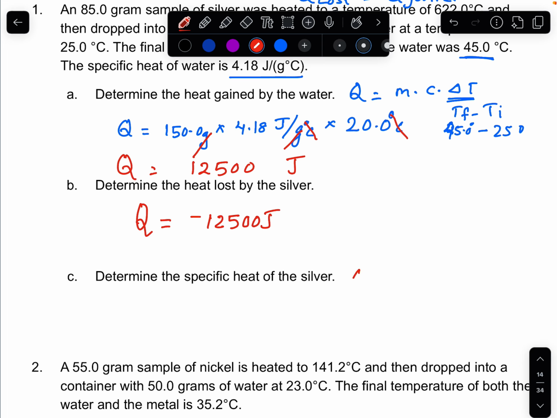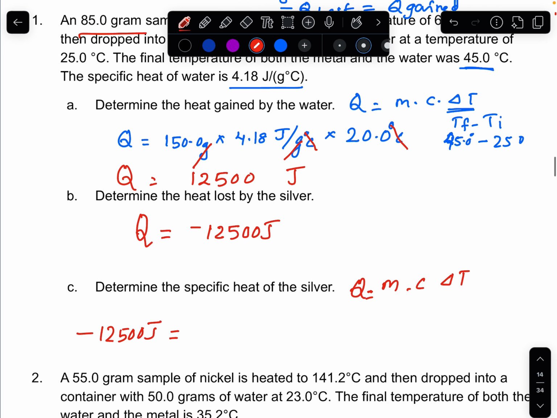Okay, now the next step is to determine the specific heat of the silver. Again we are using the equation Q equals M times C times delta T. Now all the values are for the metal. Q for the metal is negative 12,500 joules, and the mass of the metal is 85.0 gram.